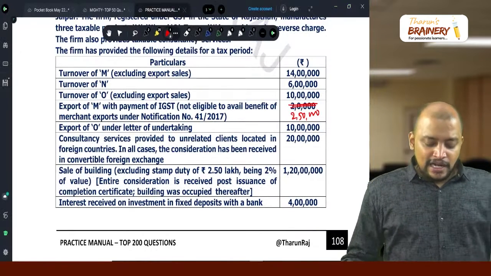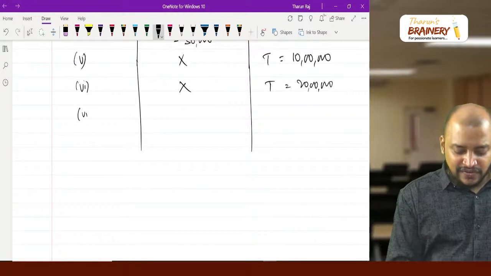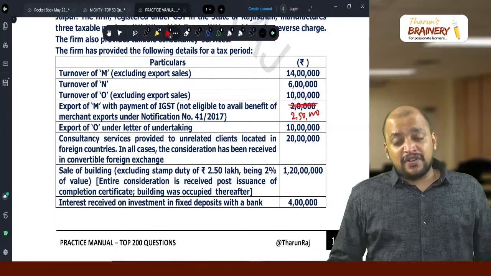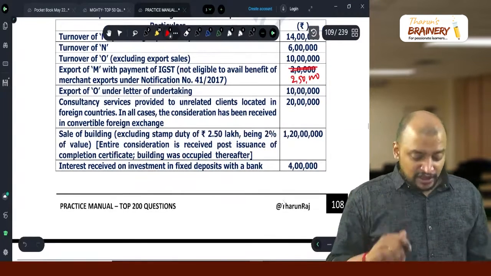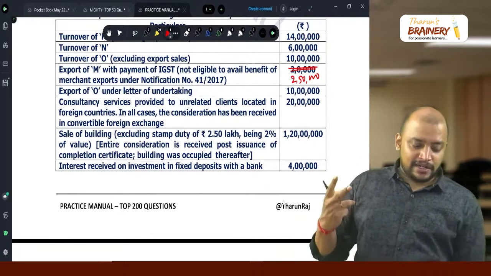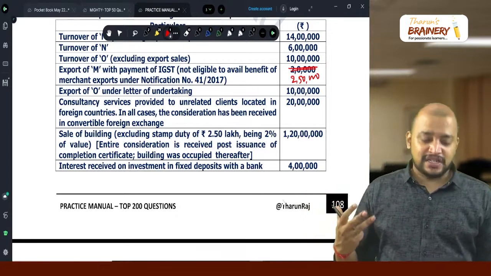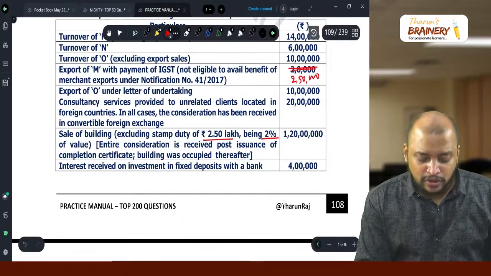Then sale of building: no GST. In case of sale of building, there is no GST at all. But for the purpose of ITC computation, it will be treated as exempted. But be careful: excluding stamp duty of 2,50,000 being 2% of the value, the entire consideration is received post issuance of completion certificate. Now, the stamp duty is 2,50,000, being 2% of the value.